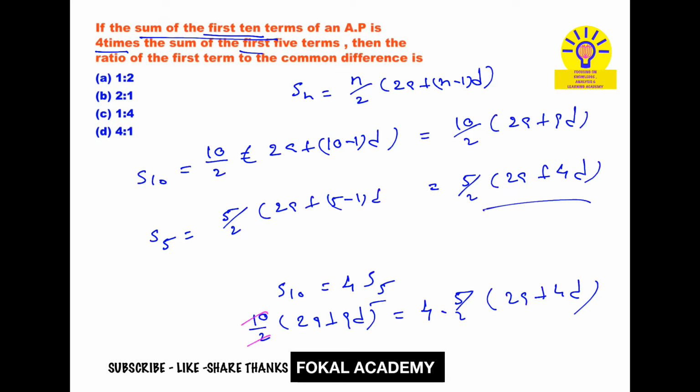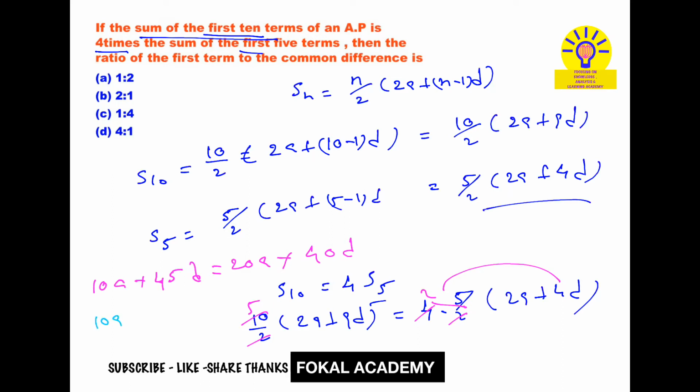Here it becomes 5. Now multiply it. 10a plus 45d on the left-hand side, and it's equal to 2 ones are 2, 2 tens are 20, 20a, plus 10 fours are 40, 40d. Okay, now bring the a terms to one side and the d terms to the other side.